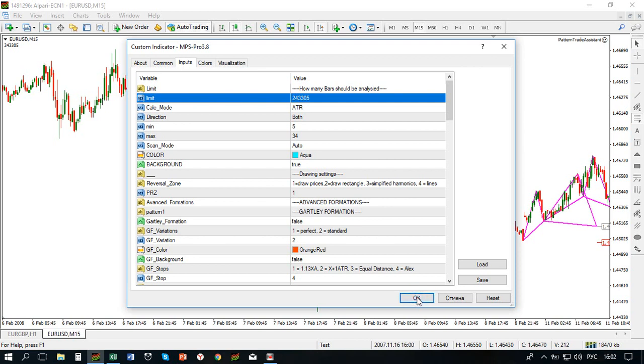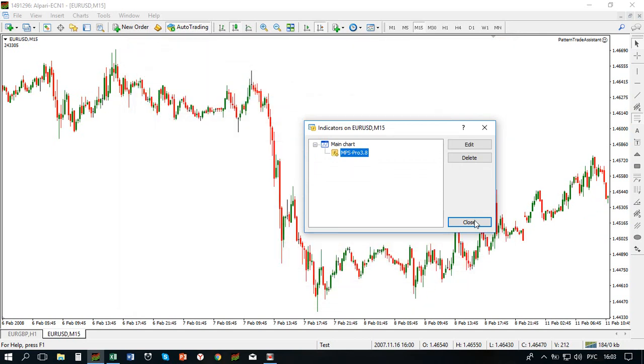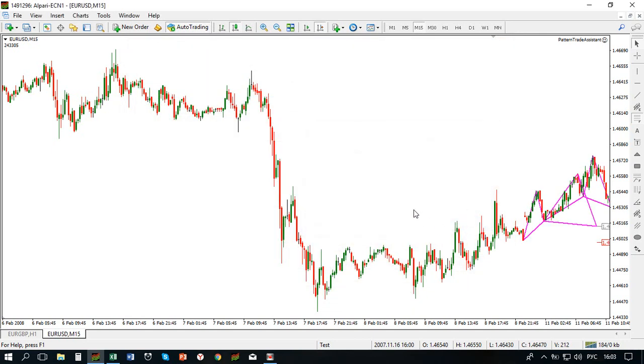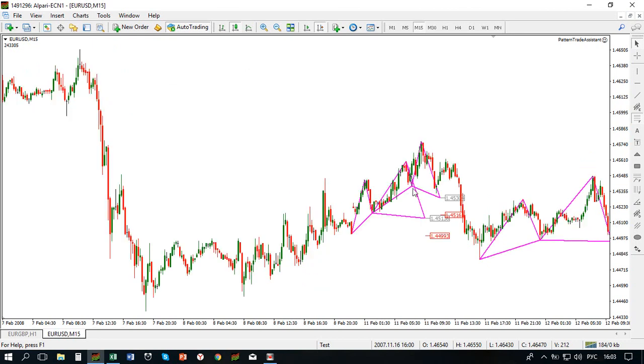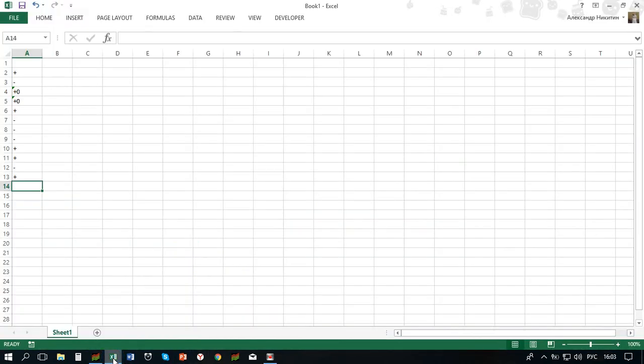Okay, done. Recalculate it. The first cipher was a loser. It didn't complete the first time, and the second time it turned into a loser. The second cipher was invalidated, so type minus.